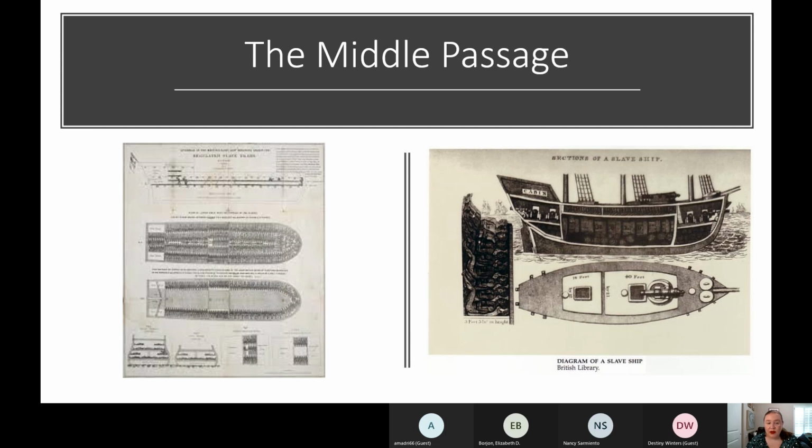These are some diagrams of what slave ships would have looked like. If you look at that left-hand image, all of those hash marks are people. These are the Africans that were being shipped into slavery. So conditions in the cargo holds were very horrific.